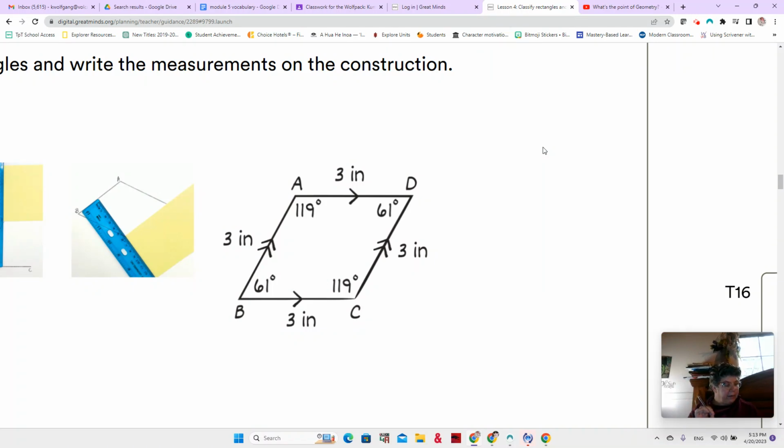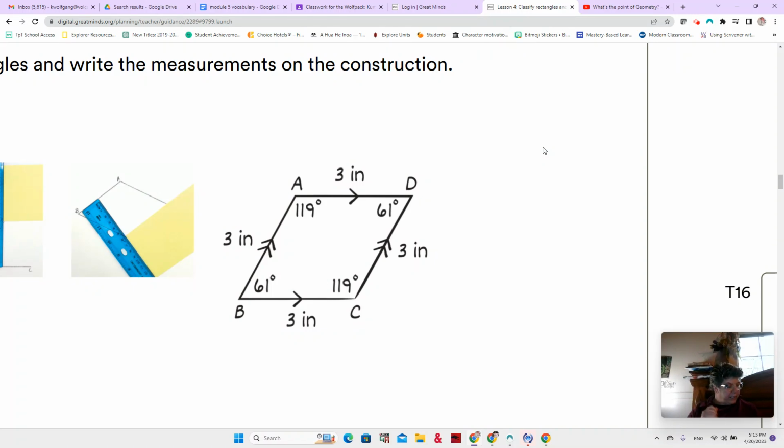So when can a parallelogram also be a rhombus? A parallelogram is also a rhombus when all four sides have the same length. And you can see it on the screen there, 3 inches, 3 inches, 3 inches. They all have the same length. So this is a parallelogram, but the more specific name is rhombus. Are rhombuses parallelograms? Yes, because they have two pairs of parallel sides.